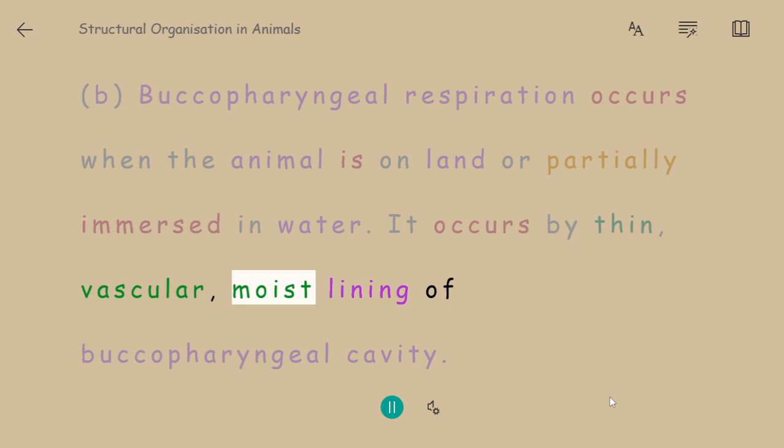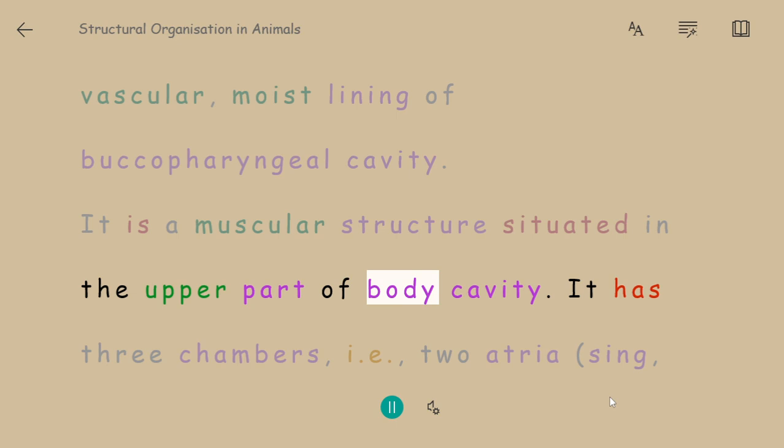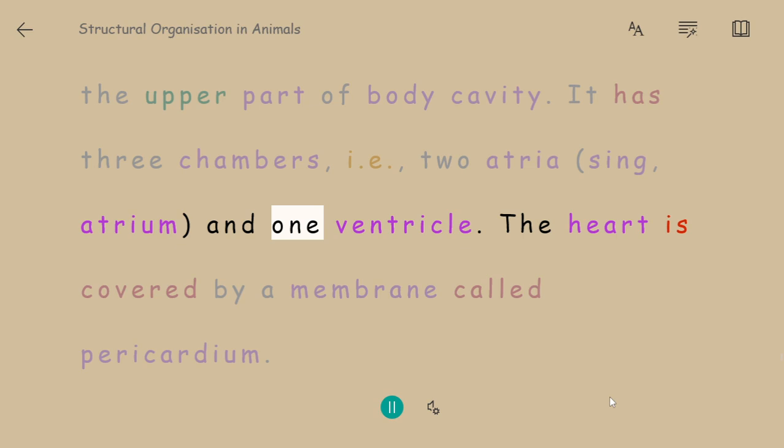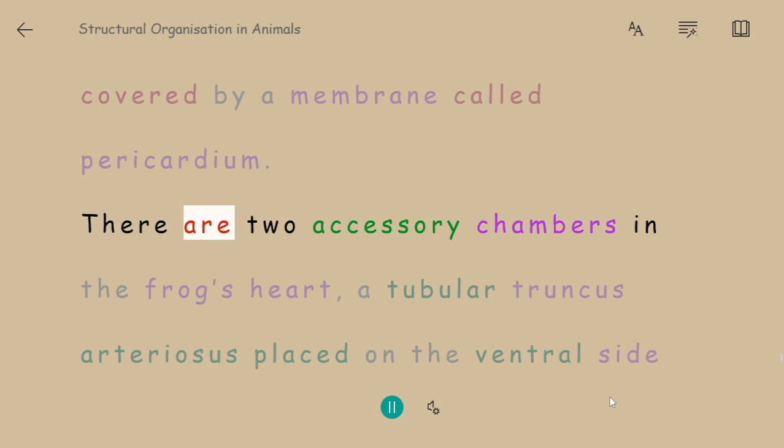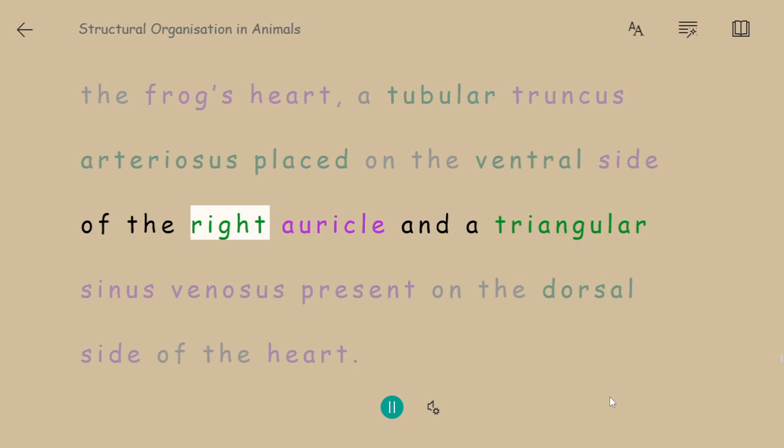It is a muscular structure situated in the upper part of body cavity. It has three chambers, i.e., two atria, right and left, and one ventricle. The heart is covered by a membrane called pericardium. There are two accessory chambers in the frog's heart, a tubular truncus arteriosus placed on the ventral side of the right auricle, and a triangular sinus venosus present on the dorsal side of the heart.